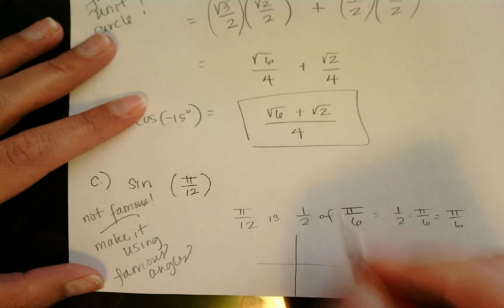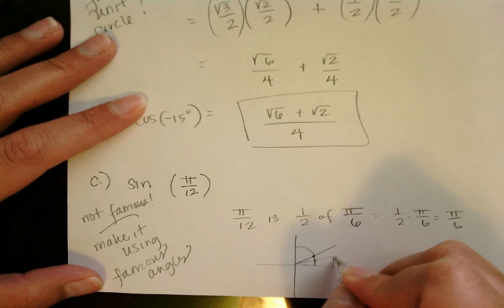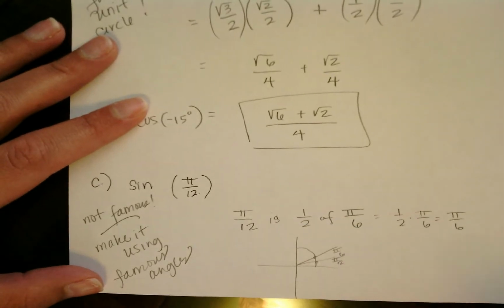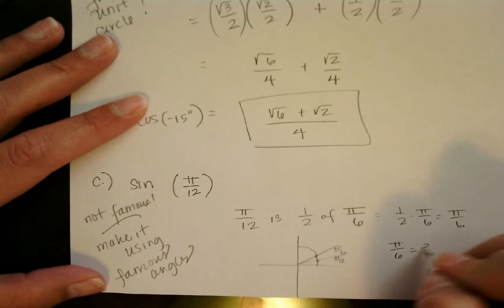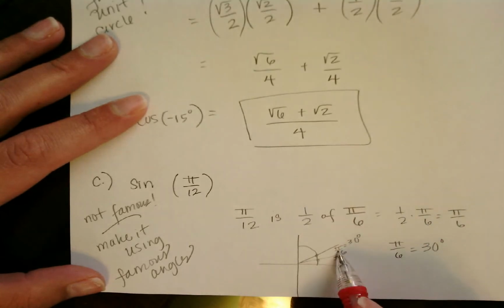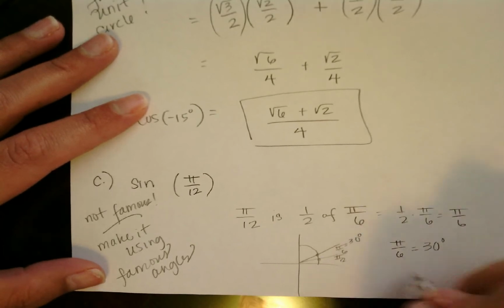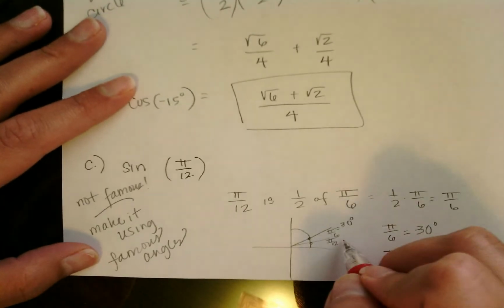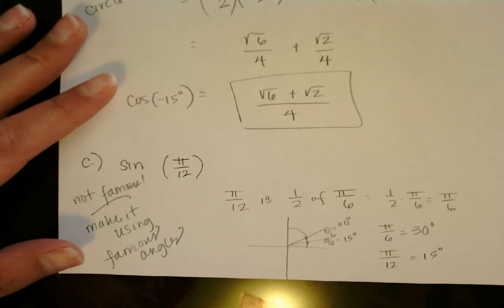Alright, I'll just do a little circle here. So this is pi over 6, and we cut it in half. That's pi over 12. Okay, that's what we did. But in terms of degrees, pi over 6 is equal to 30 degrees, right? Well, if we cut this radians in half, we're cutting the degree in half. So what's half of 30 degrees? 15. So pi over 12 is actually 15 degrees. Okay. So half of 30 is 15 degrees.